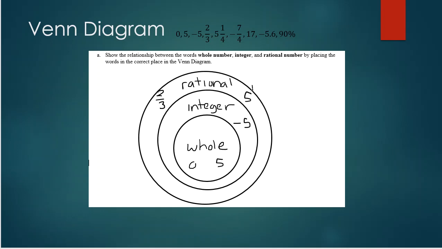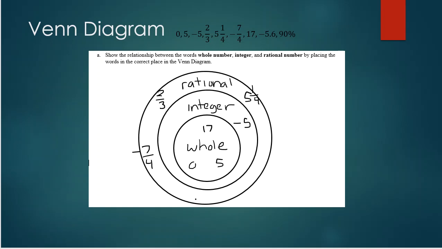Same with 5 1/4. Okay, 5 1/4 is a fraction. It can only be classified as a rational number. -7/4 is a fraction. Even though -7/4 is negative, it is not a negative whole number, so it's not an integer. Integers are the positive whole numbers and their opposites. Okay, so -7/4 would only be considered a rational number. The number 17, though, would be considered a whole number, an integer, and a rational number. So if I put it within the whole number circle, you can see that it's also within the integer circle and the rational number circle.